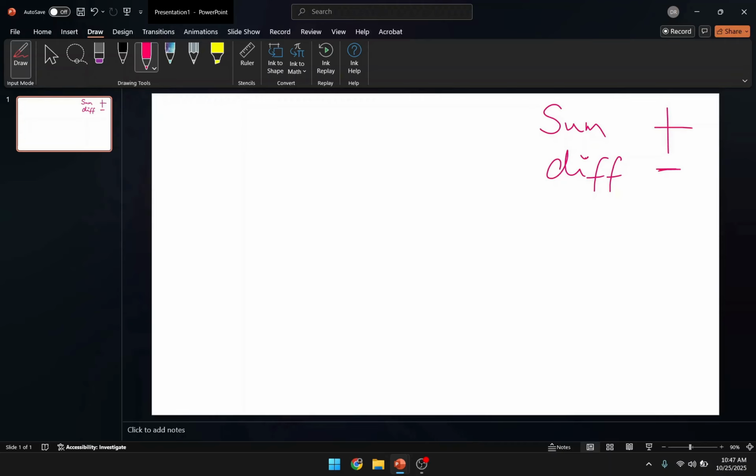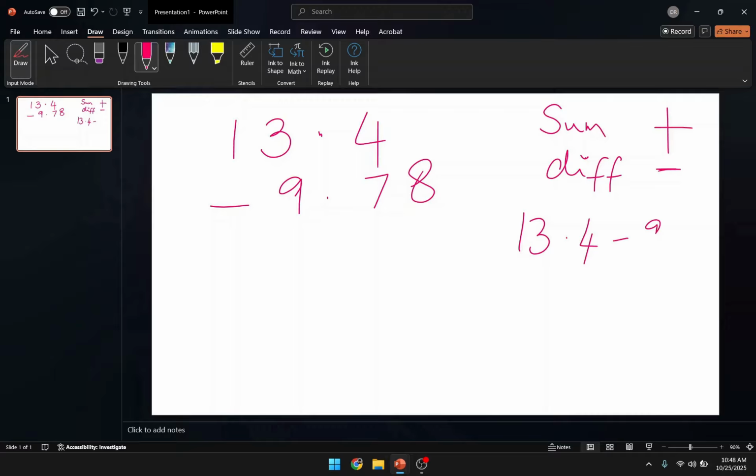So let's take a difference problem, which is 13.4 minus 9.78. Okay. Oftentimes they give you a question like this. Subtract 13.4 minus 9.78. Okay. It's up to you to stack it properly and arrive at the answer. Okay. They don't stack these decimals for you.